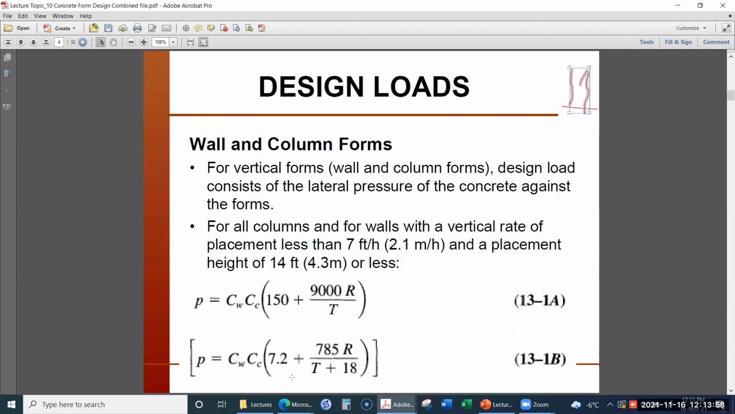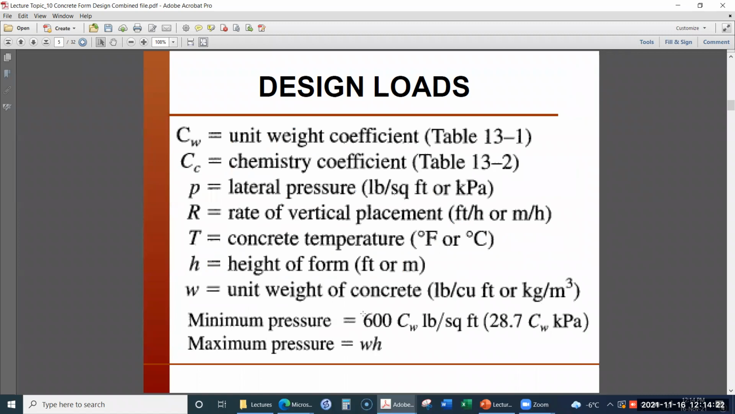As you can see from this equation, the higher the temperature of the concrete, this factor will reduce, and then the pressure will also reduce. Because at higher temperature the concrete will set rather quickly, so the lateral pressure for the design may be reduced. And then there are some other terms as well, which we will use later. H is the height of the form. W is the unit weight of the concrete.